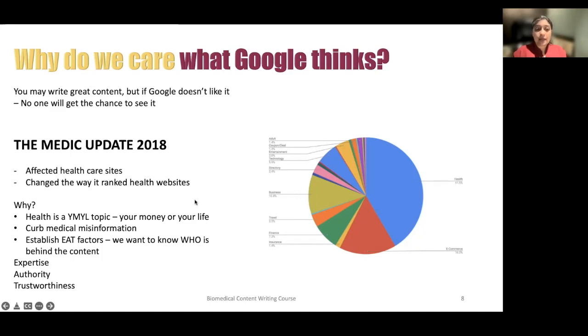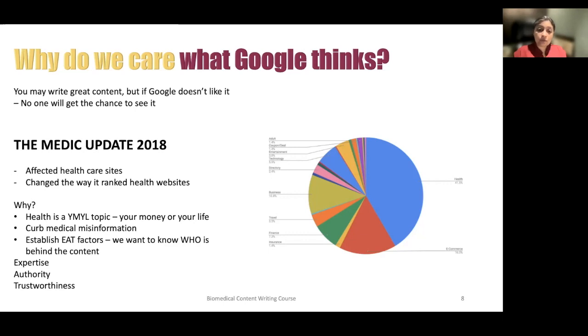Why? Because health is a YMYL topic. It means it's a your money or your life topic. It affects people more significantly than any other topic. There was a lot of medical misinformation out there. At that point, the medical information that was available on Google was not verifiable. It was not credible information. So Google wanted to establish E-A-T factors, which was expertise, authority, and trustworthiness. They wanted to rank websites or make websites more prominent of those who they trusted.